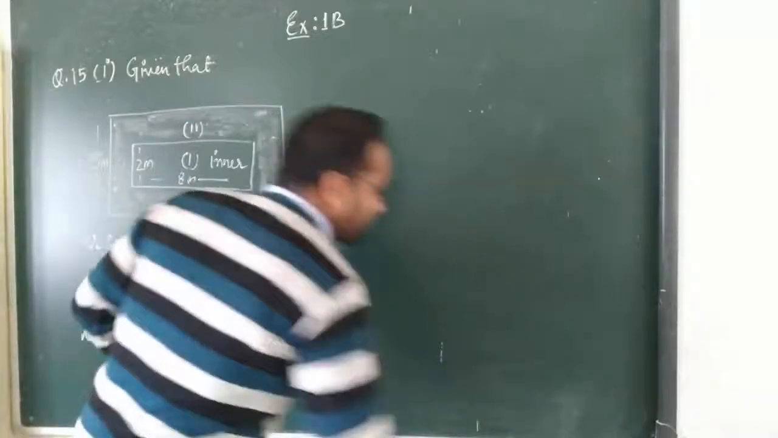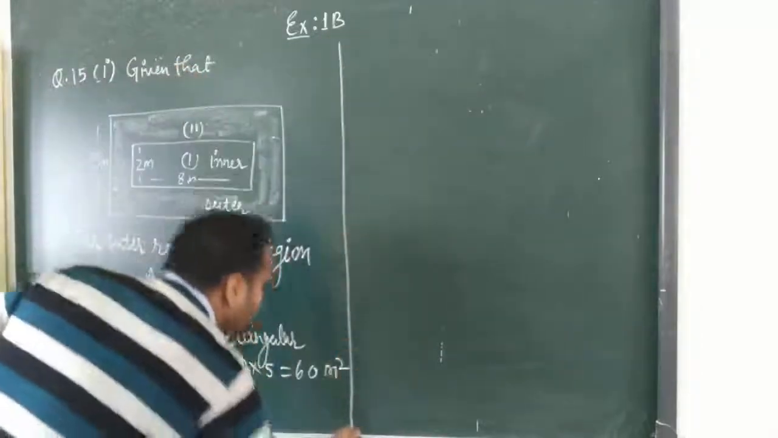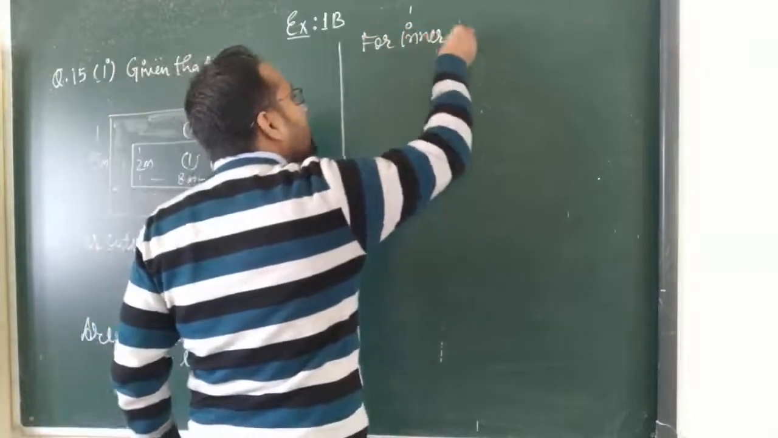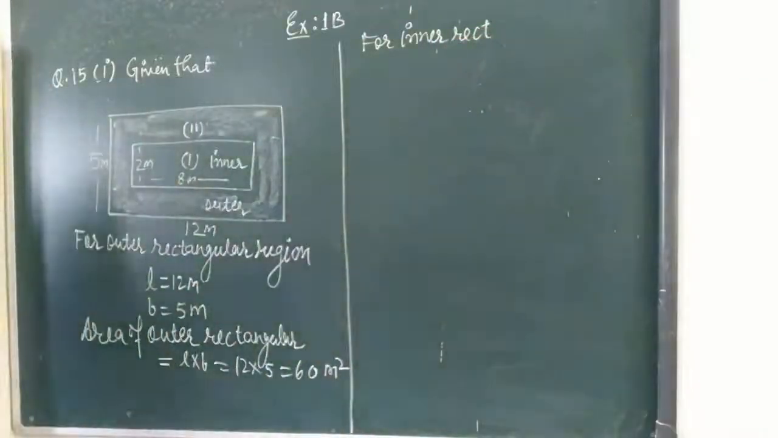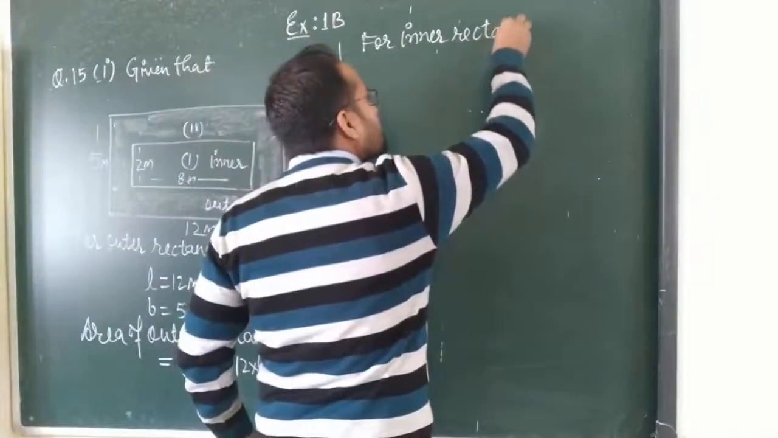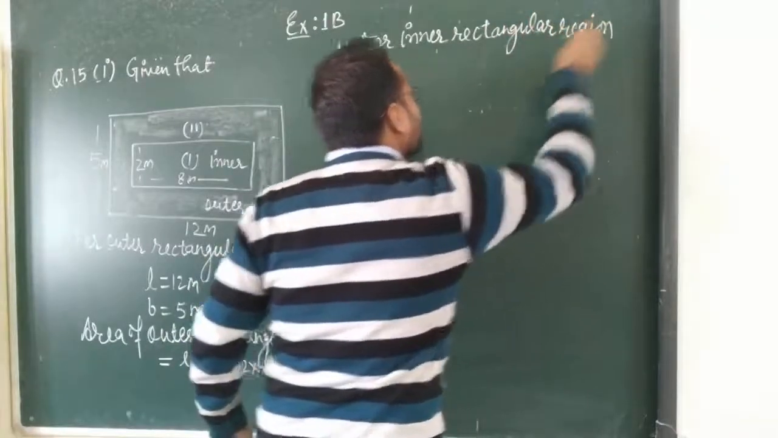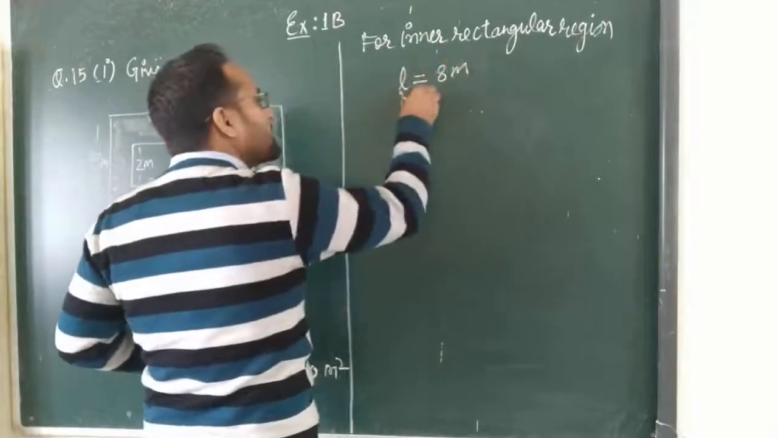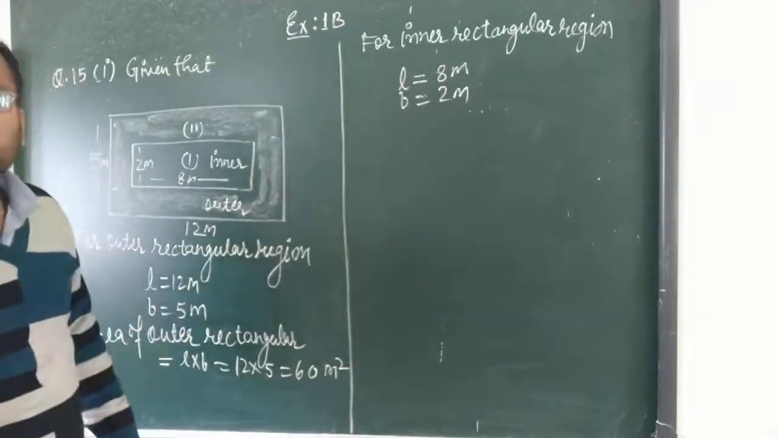Now the calculation is for the inner rectangular region. For the inner rectangular region, length is equal to 8 meter and breadth is equal to 2 meter.